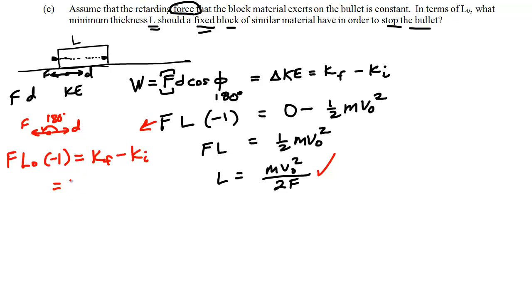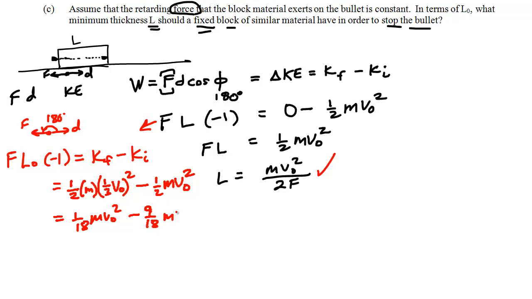Kinetic final in that case was given, well, the velocity after, I don't think we calculated it yet, 1/2 times m times 1/3 v naught squared. 1/3 v naught was the exit speed out of the wood, and the initial speed was still 1/2 m v naught squared, or the initial kinetic energy. This here is going to be 1/18 m v naught squared minus 1/2, which is 9/18 m v naught squared.